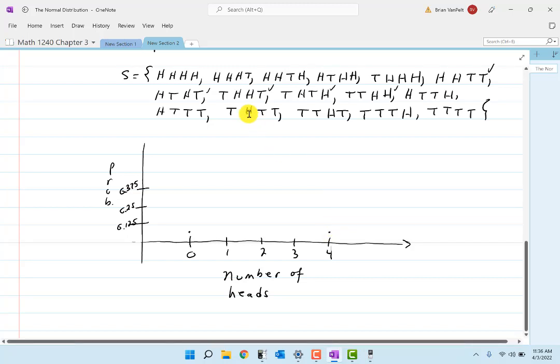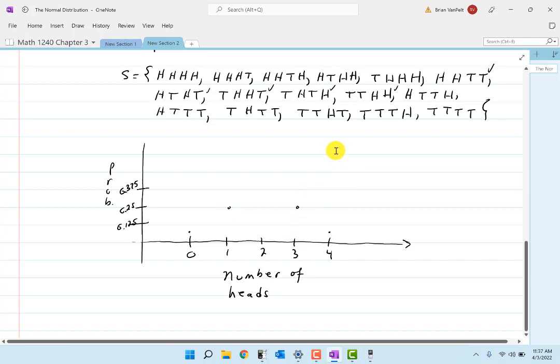Now let me move on to 1. How many of these did we have? We had 1, 2, 3, 4. So 4 out of 16 is 0.25. I can put a dot there, and then I can also do it for 3 because of symmetry.